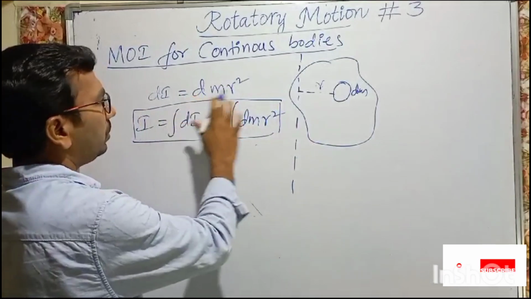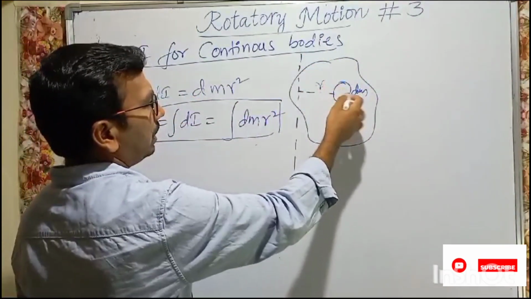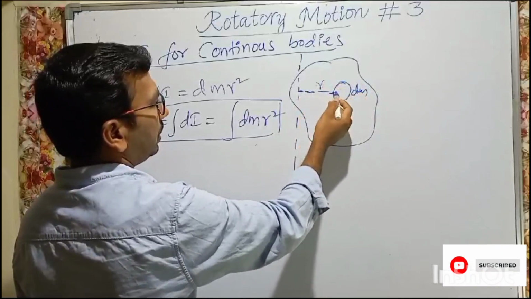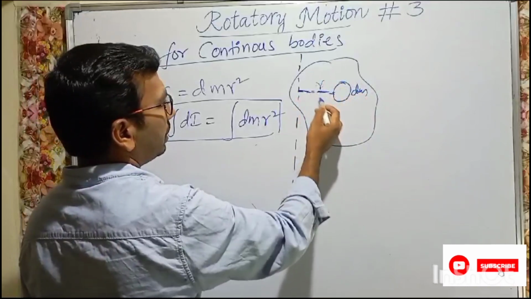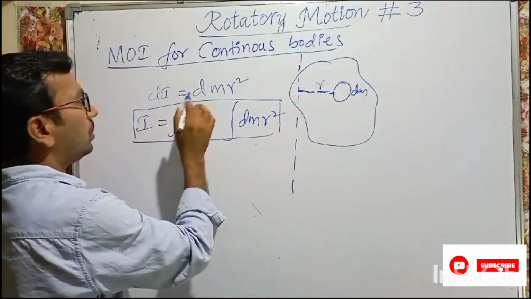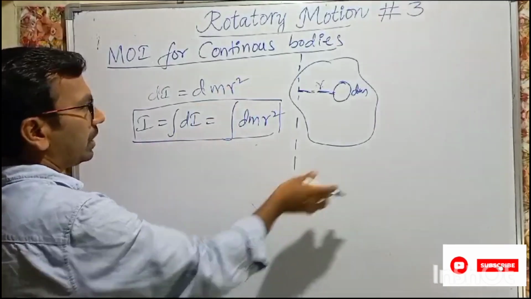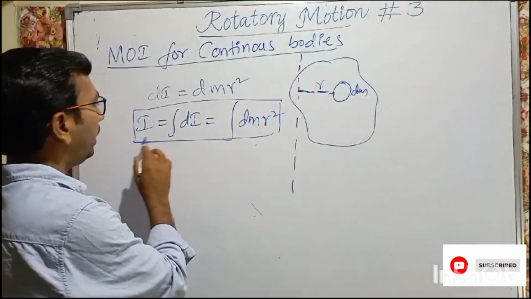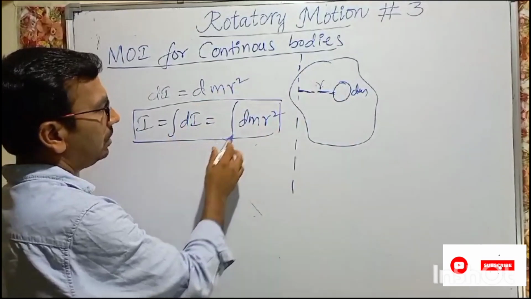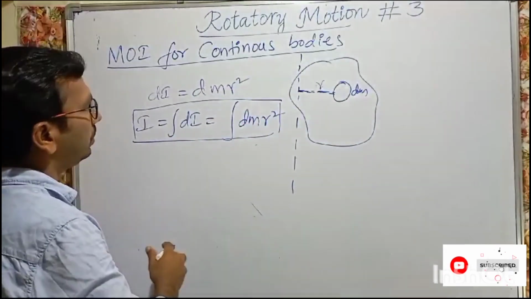So dI is equal to, suppose I consider this as the axis of rotation and I consider a rigid body. This is the dm. The perpendicular distance from the axis to this portion of the rigid body is r. So dI is equal to dm r square. Here I will get the total moment of inertia: I is equal to integration dI, so integration dm r square. So you will get the total for continuous bodies.